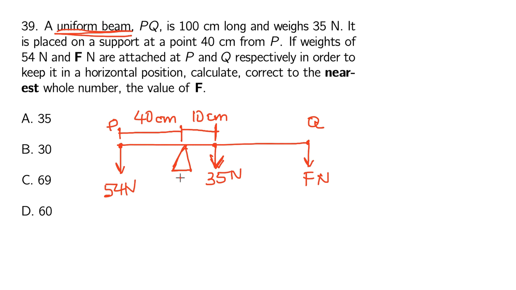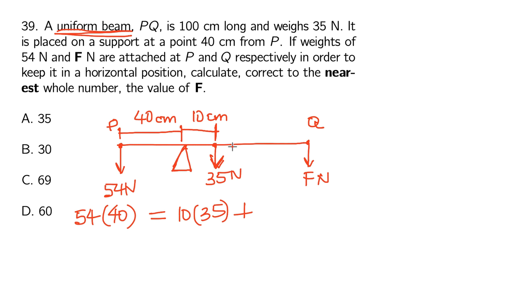We have to find the sum of clockwise moments and then set it equal to the sum of anti-clockwise or counterclockwise moments. Actually, let's start with the counterclockwise moments, the ones on the left. So there we have 54 times 40. I'm going to ignore units. So 54 times 40 equals the moments on the right. There we have 10 times 35 plus f times 60.